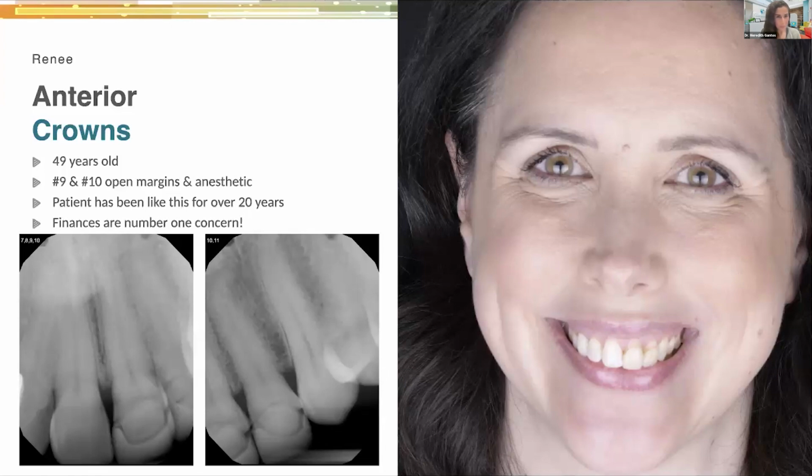So, I start talking with Renee and I ask her how she feels about them and start to dig what I can out. And what I learned from Renee is she really would love to change these crowns out. However, finances are a really, really big concern for Renee at this time. So that is her number one concern. She's more concerned about that than she is the appearance of them.